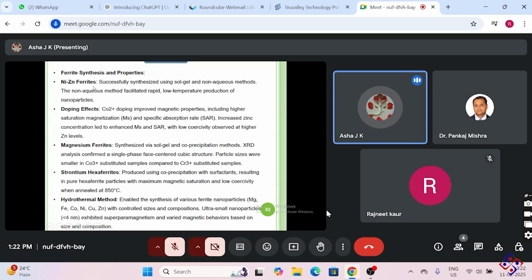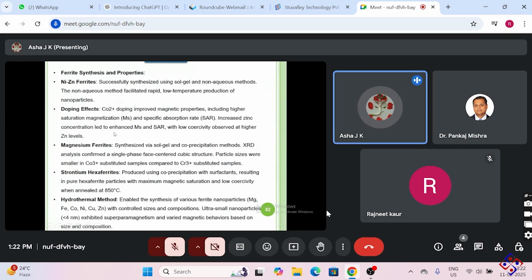Here, Ni-Zn ferrites, nickel zinc ferrites, were successfully synthesized using sol-gel and non-aqueous methods. The non-aqueous method facilitated rapid, low temperature production of nanoparticles. And the next thing is the doping effect. Co2+ doping improved magnetic properties, including a higher saturation magnetization and a specific absorption rate, that is SAR.